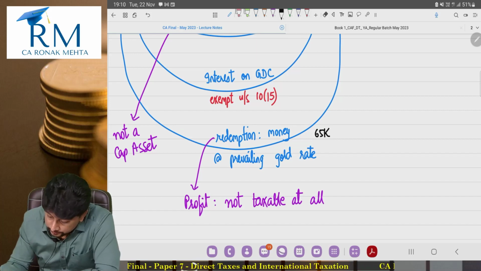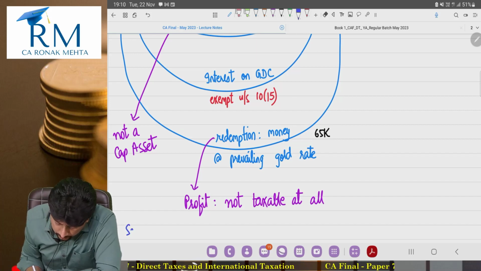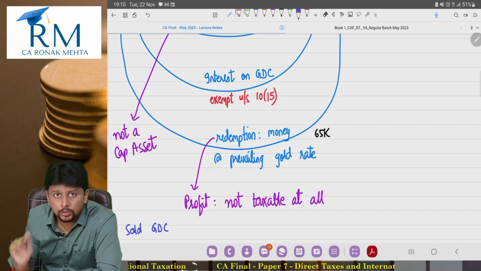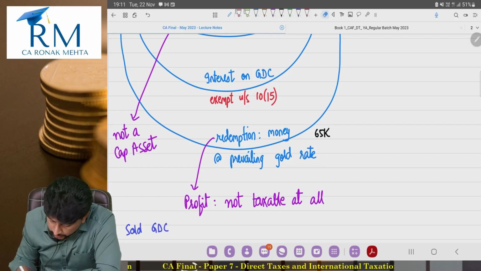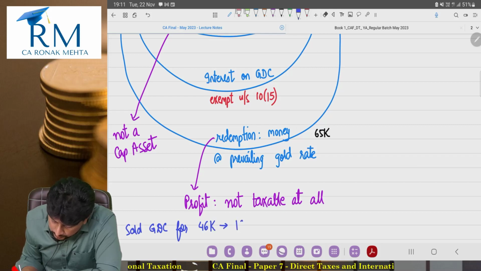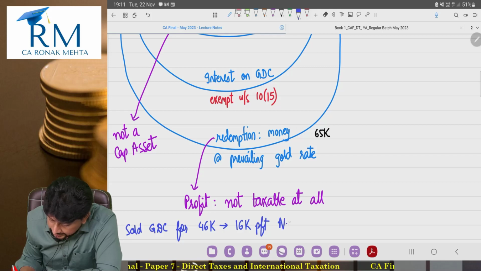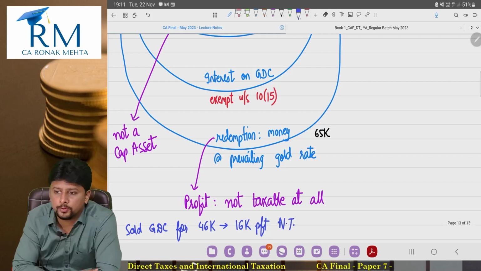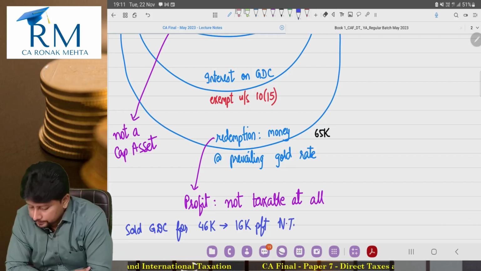By chance, if you sold the gold deposit certificate, you did not keep it right up to the end, you sold the gold deposit certificate for say 46,000. Now 16,000 is the profit, but that profit is also not taxable for you, not because it is a gold deposit, but because it is not a capital asset only.